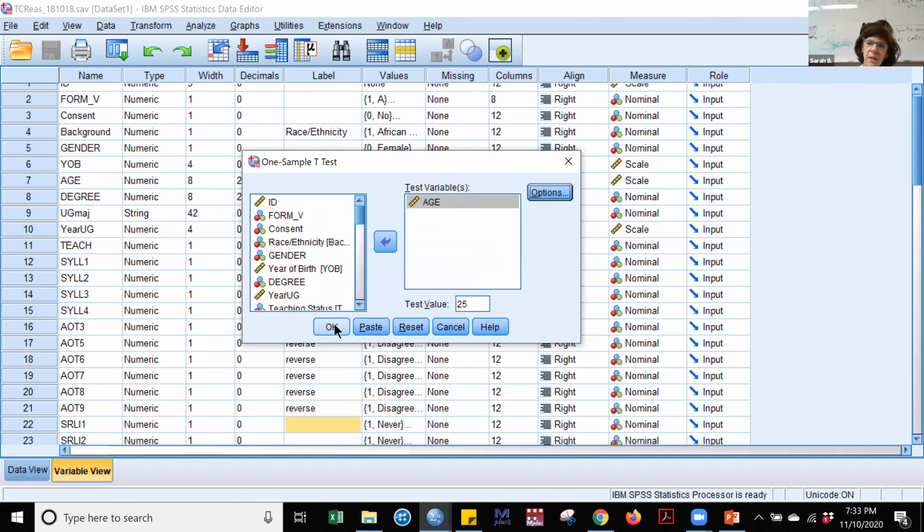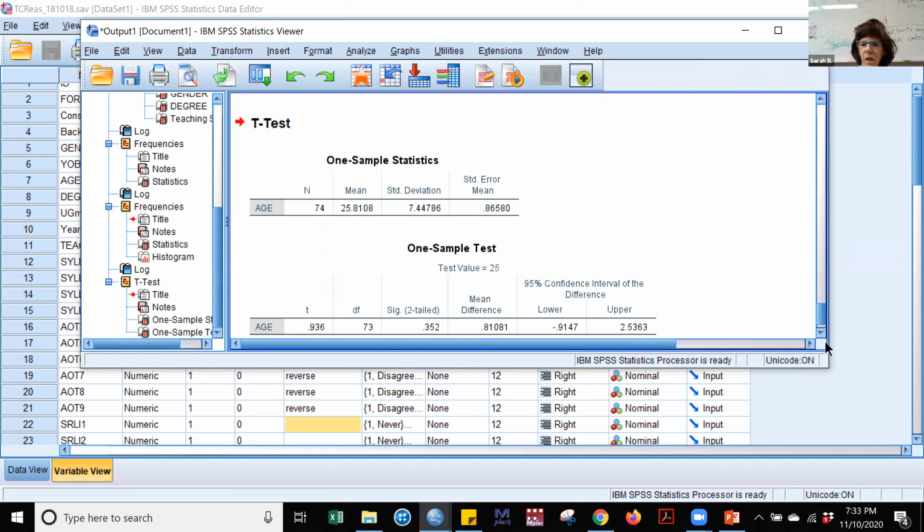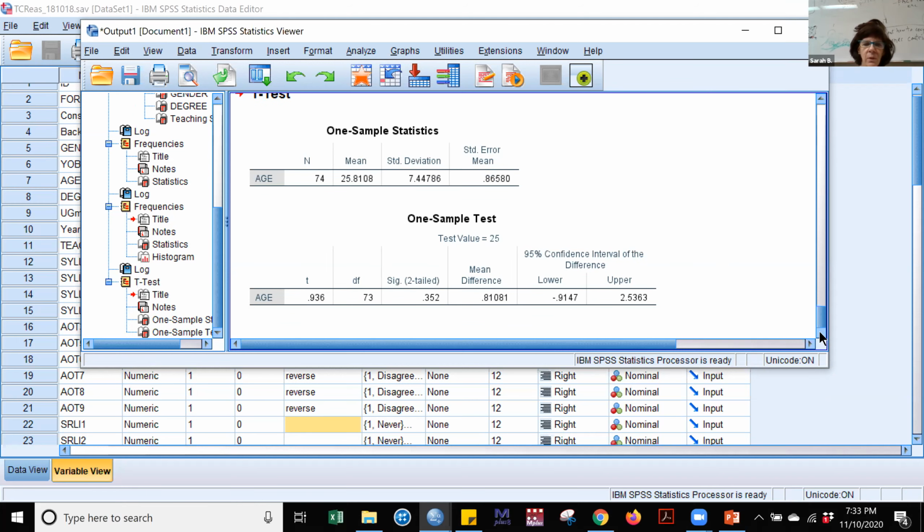So we're now going to say, okay, we're ready to perform this test in SPSS. The first thing it will tell you is your descriptive statistics, and it will say that the mean age for these 74 people is 25.8 with a standard deviation of 7.447. And then it will perform the test of significance, comparing this test value to the sample mean.